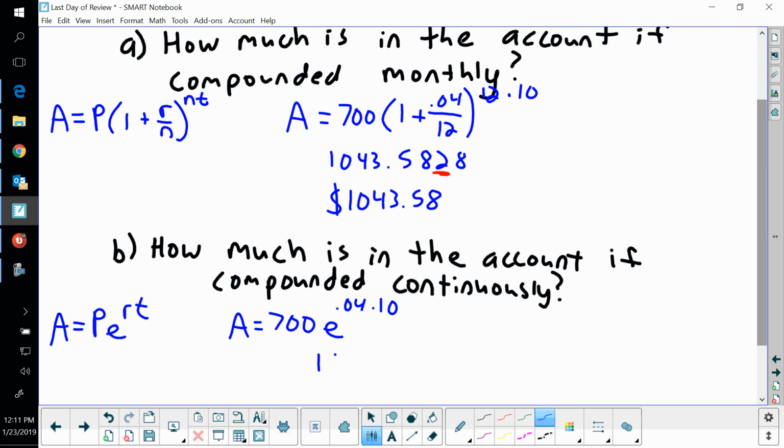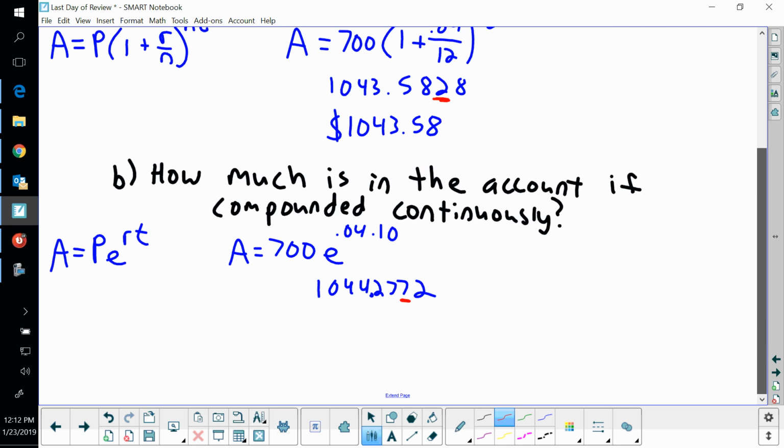And when we do that, we get 1044.2772. It's after the 4. So to the nearest hundredth, we would want to look at this spot, and it would tell us if we round up or stay the same. Well, the 7 tells us to round up. So again, put your dollar sign in. That's your label. $1,044.28 we would have to the nearest hundredth. Now we saw a question on a quiz that then asked us to find which one yielded more money and how much more. Well, if that was the case, then you would subtract them and just state that the compound continuously one yielded a little bit more.